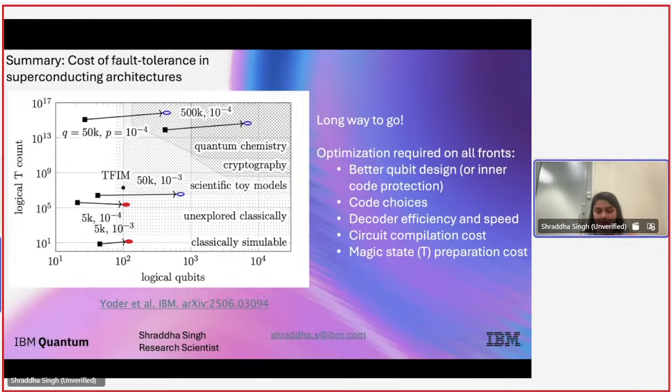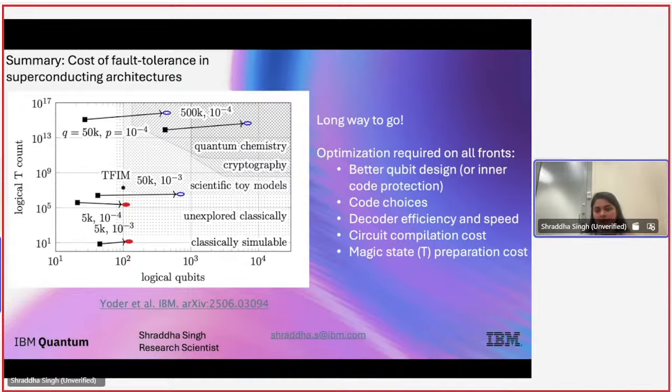Then you have some circuit compilation cost. Like I said, circuit compilation for LDPC codes right now is not that great as compared to surface codes. There have been some recent papers from Qvera which actually show that it might not be the case.